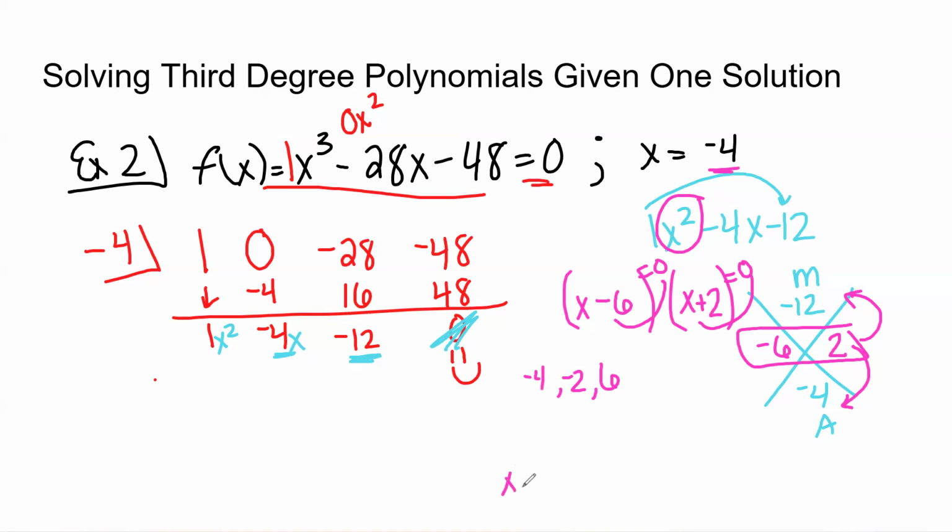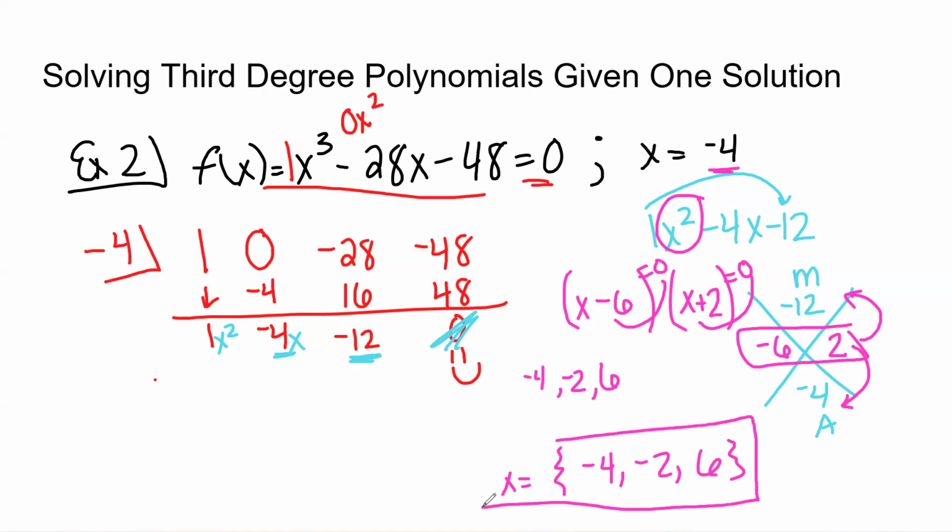Let me just write that prettier. These are our solutions, also known as roots, also known as zeros, also known as x-intercepts. So again, if you want to run a quick graph, those three numbers, -4, -2, and +6, that's where this function would cross the x-axis. I have a couple more examples. Feel free to pause me and try them on your own once you have the hang of it.